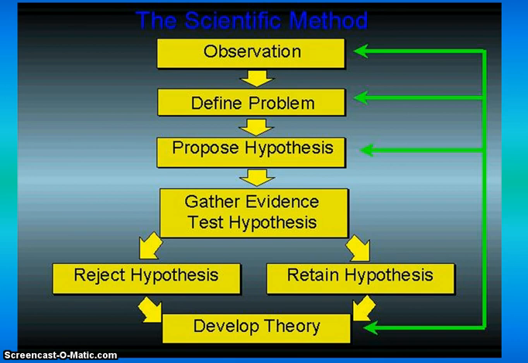This is just a little summary here of the scientific method and how you don't always have to necessarily go in the same order. At some points, maybe you make your observation, you define your problem, you propose your hypothesis, you start gathering your evidence, and then your evidence is being refuted. So maybe you reject that hypothesis, but you're going to go back and you're going to try something different. So at any point throughout this experiment, you can always go back and try again.